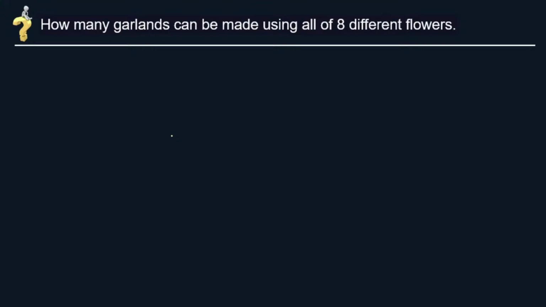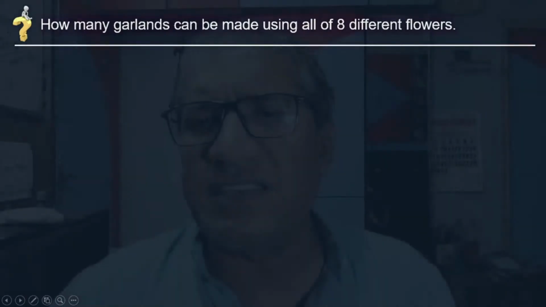How many garlands can be made using all of the 8 different flowers? Now, it's a question of garland. Whenever it's a question of garland or necklace, these are circular arrangements which you can pick up in your hand. So the total number of circular arrangements will be, as usual, n minus 1 factorial, no problem, but it will be divided by 2. Because in this case, clockwise and anti-clockwise arrangements are the same. Is it clear to all?